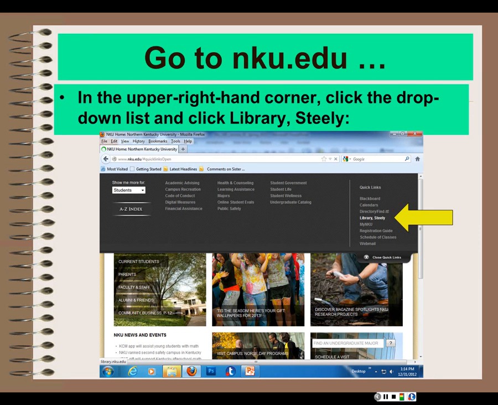Now, the site for nku.edu and for the Steely Library at NKU is constantly in flux and changing. They're trying to make it better and better all the time. And, you know, so bear with me here. You have to kind of play with the site yourself. But usually you can go to the quick links in the upper right-hand corner of nku.edu, somewhere on the home page, and find something like Library Steely.